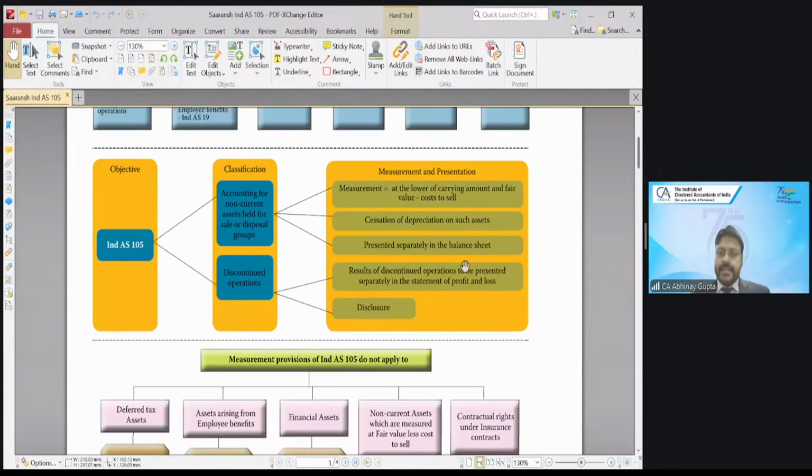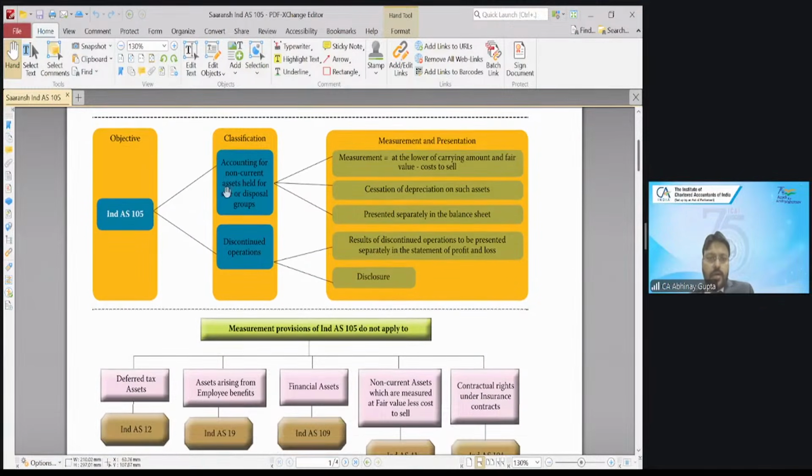Now, as I said, 105 is applicable only on two items, right? Accounting for non-current assets held for sale or the disposal groups and the discontinued operations, right? In these cases, measurement will be at the lower of the carrying amount and the fair value less cost to sell, right? Once I measure the carrying amount on the date of the classification, certainly I would need to adjust whatever depreciation or impairment there is, if any, before I go and compare that with the fair value less cost to sell on the date of the classification, right?